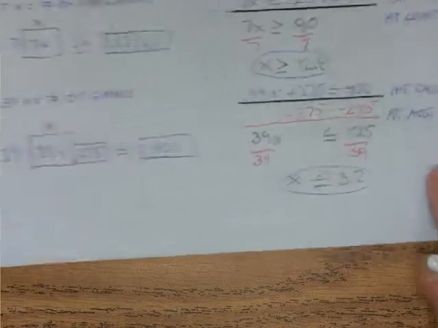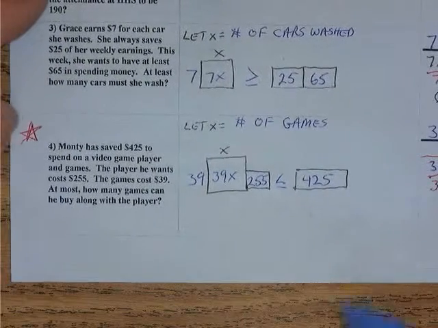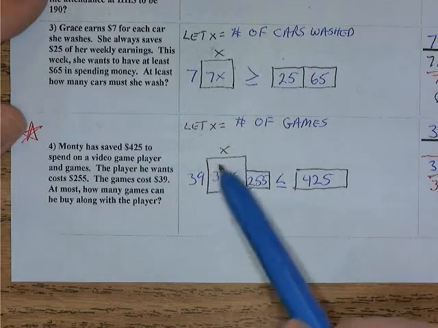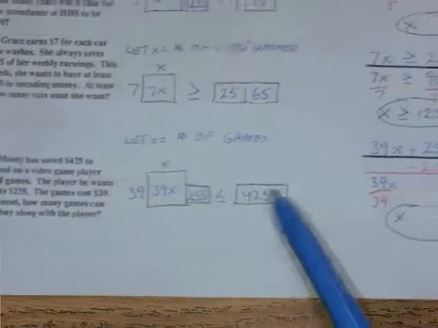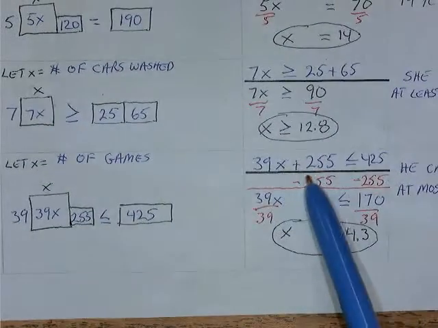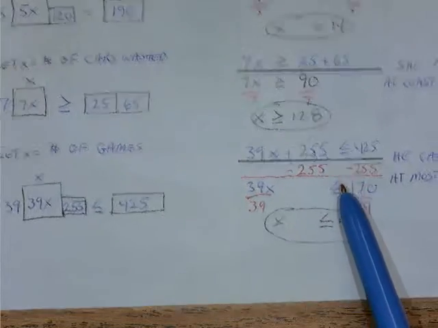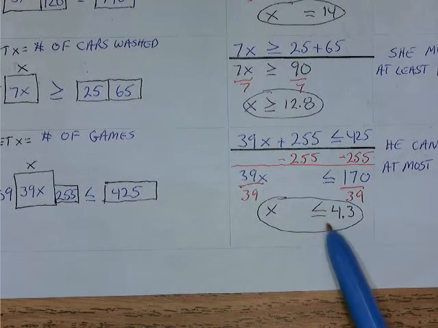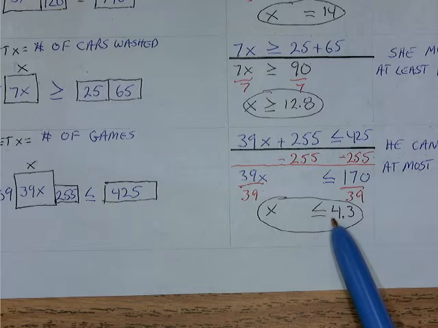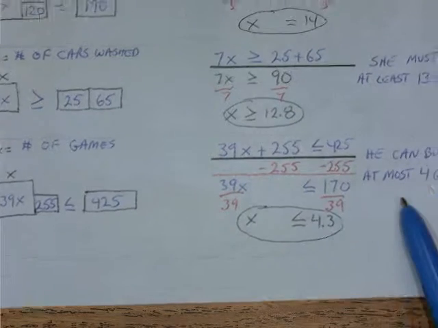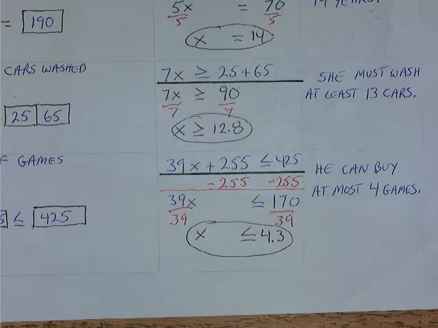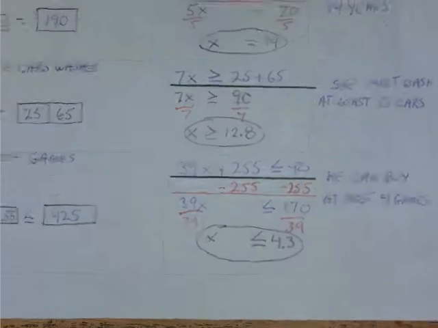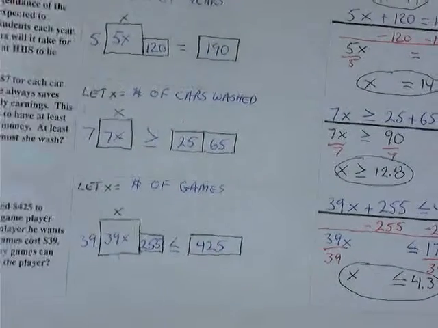And for those doing letter B, it was almost just different numbers here. $39 for each game. It would look like this. And it came out to 4.3. That means the most he can buy is 4.3. That means he can buy at most 4 games. Okay, so that was the front side. Now let's take a look at the back side.